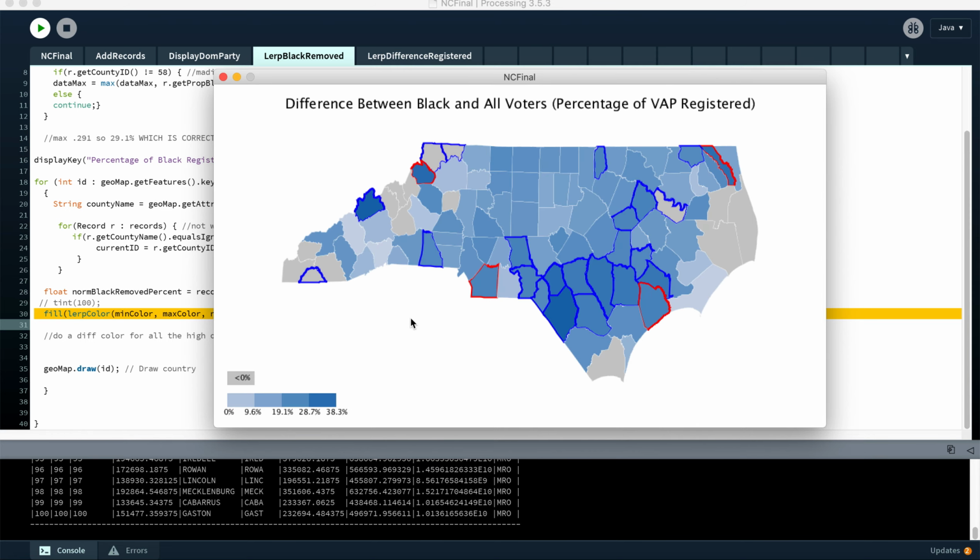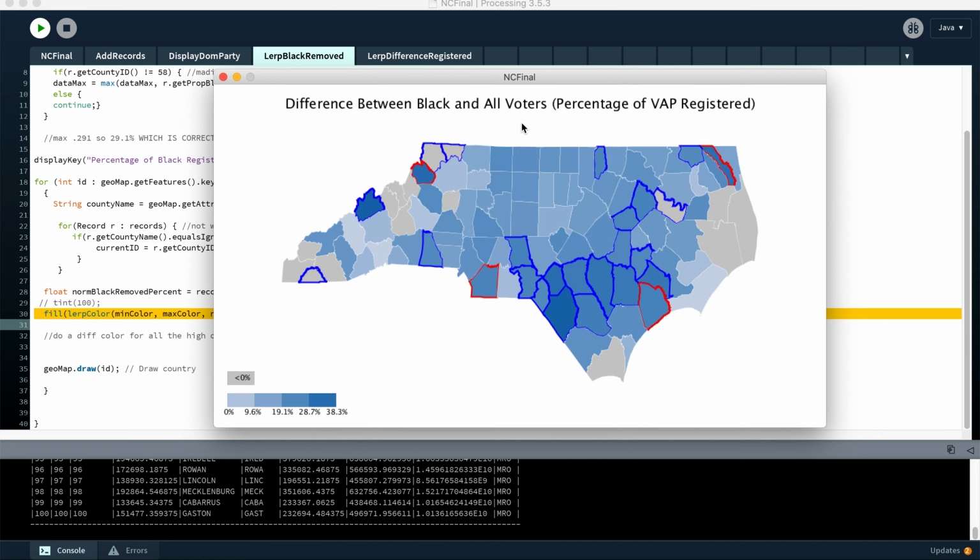My third map I created is the difference between the black voting age population that is registered and the total voting age population that is registered. I hypothesized that black communities would have lower percentages of the voting age population registered than total voters, and therefore there would be a greater difference.